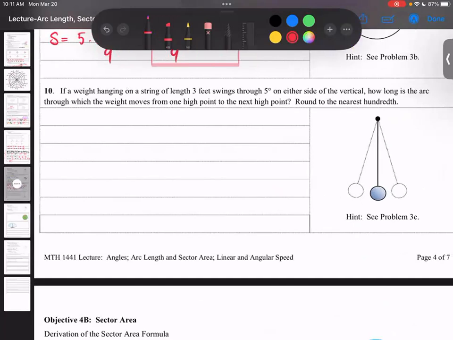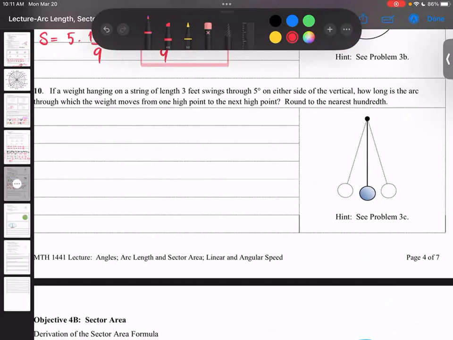If a weight hanging on a string of length 3 feet, so from here to here, that's 3 feet, swings through 5 degrees on either side of the vertical, so each of these is 5 degrees. So theta equals 5 degrees. So the whole thing will be 10 degrees. I shouldn't call that theta. Just put 5 there.